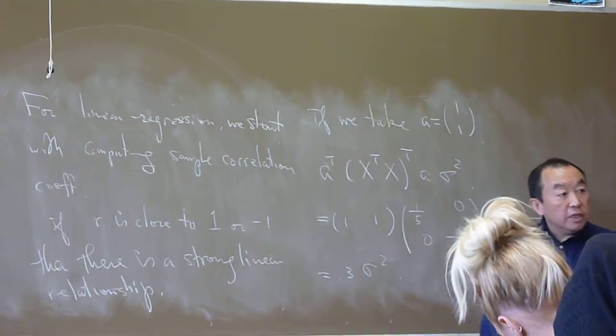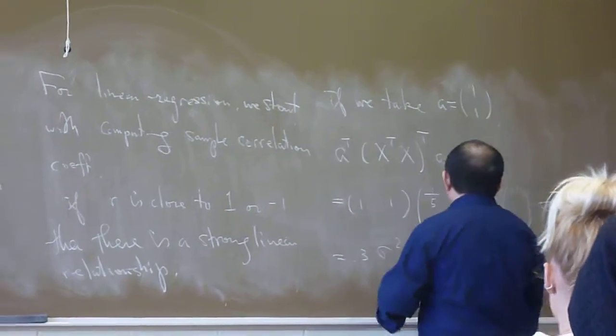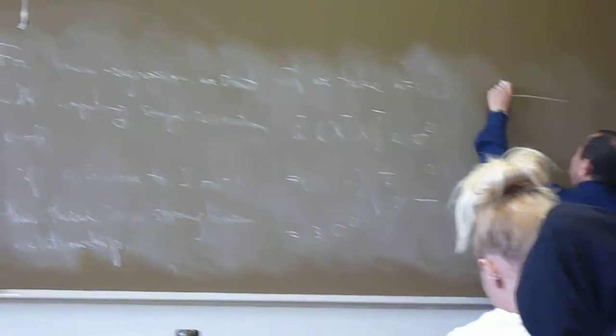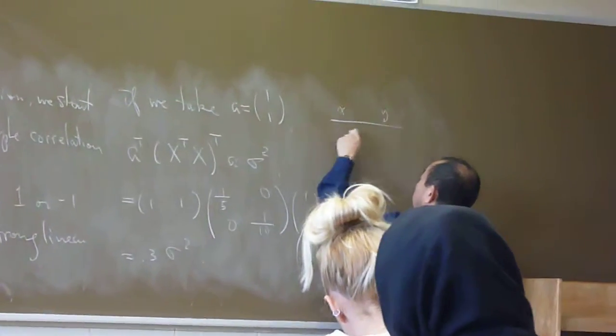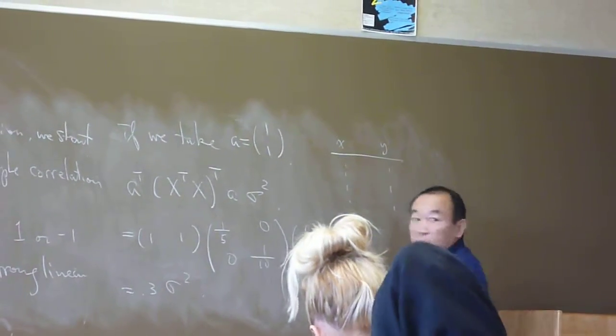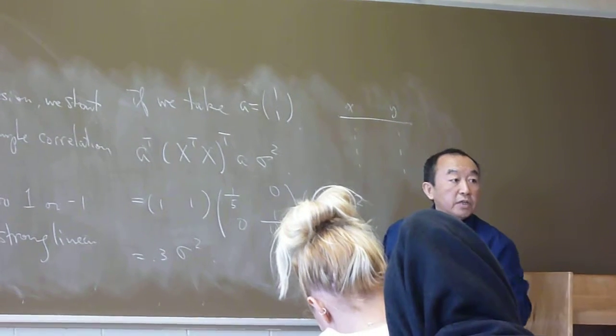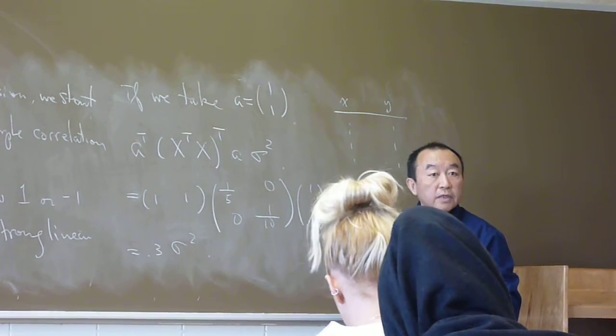By the way, this can be easily computed because for a linear regression problem, remember you always have data given as xi, yi in this way. So the correlation can be easily computed.